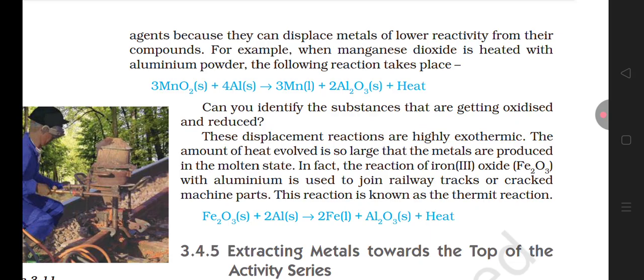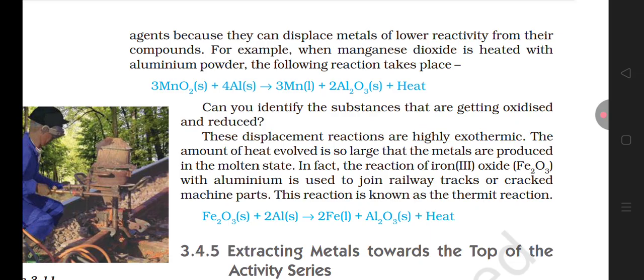They cannot be obtained from their compound by heating with carbon, because they have more affinity towards oxygen. So for example, carbon cannot reduce the oxides of sodium, magnesium, calcium or aluminium etc. to the respective metal. This is because the metals have more affinity for oxygen than carbon. These metals are obtained by electrolytic reduction.